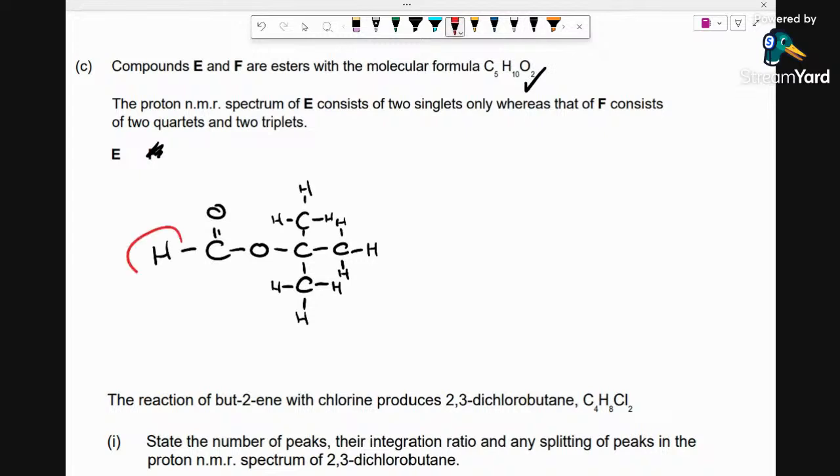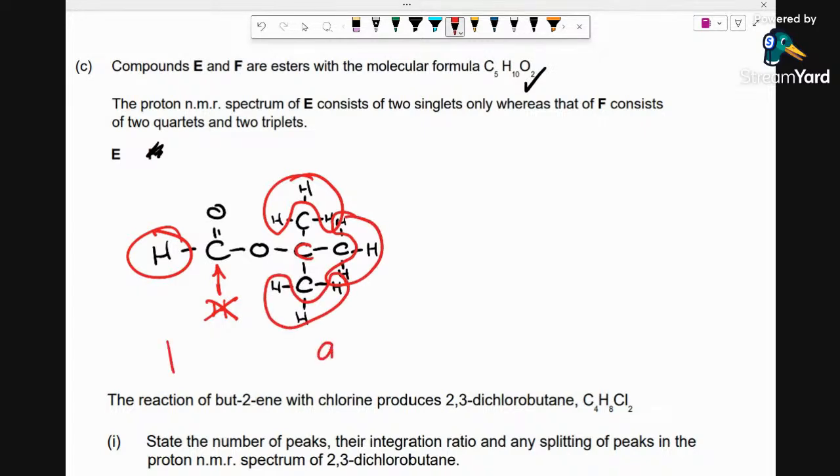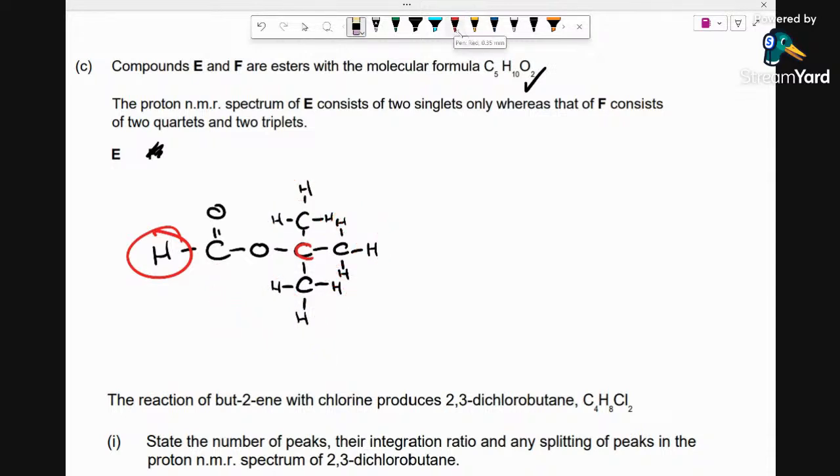So my 2 peaks: that's a singlet because there's no hydrogens on the carbon next door. This one, no carbons on the central one, but these ones are all the same. So we've got an integration of 1 to 9, both singlets. Nice. So there's E. So branching reduces peaks.